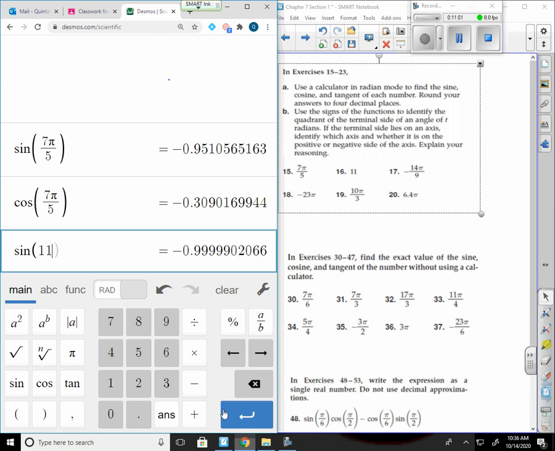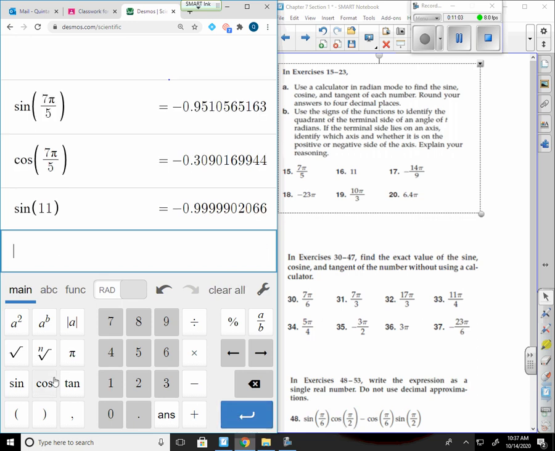Do sine of 11, cosine of 11. This one is low, 0, and it's positive, so that's going to put it in quadrant 4. Done.